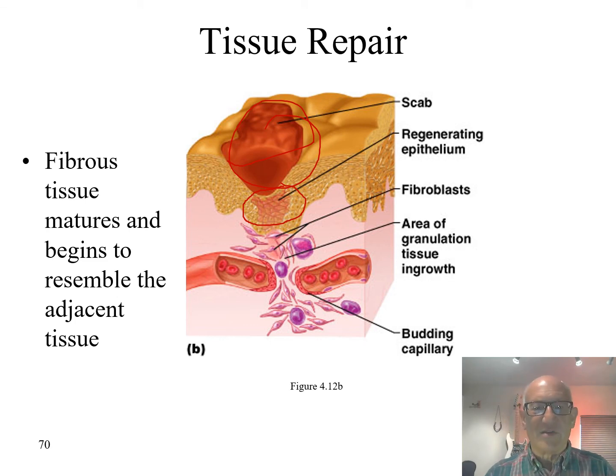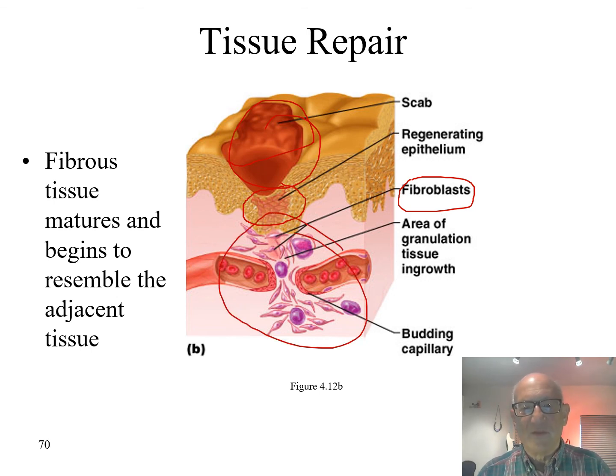The epithelium is the first part of the tissue that gets back to a normal look. We see fibroblasts here that are cells that are going to lay down the fiber matrix that this tissue in the area in the dermis is going to be rebuilt upon. The fibrous tissue matures and begins to resemble the adjacent tissue in this area. We also see capillaries rebuilding for the blood supply in this area, right in here, like that.